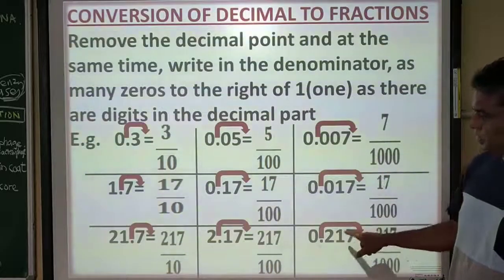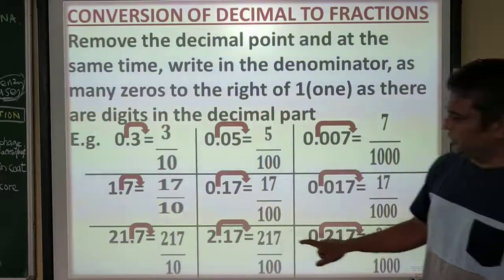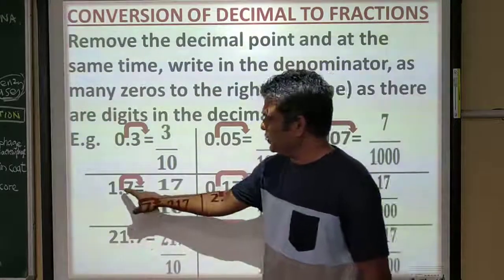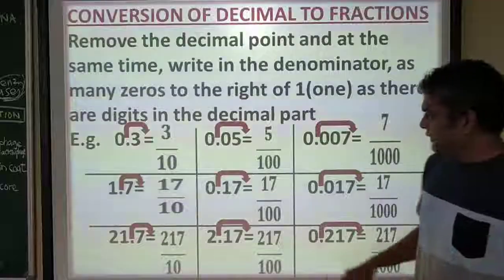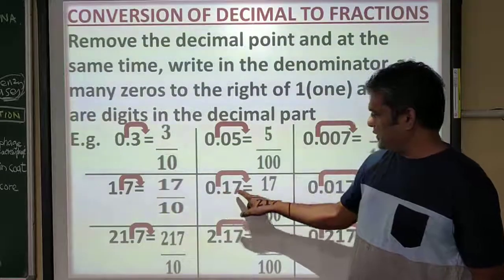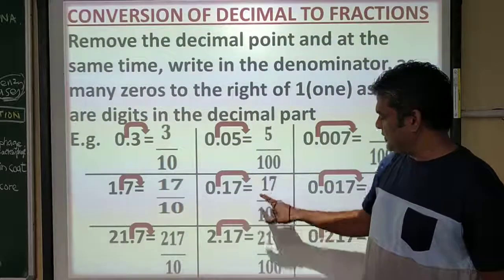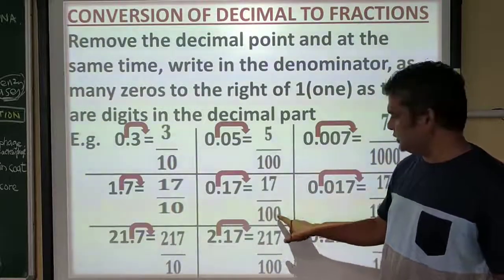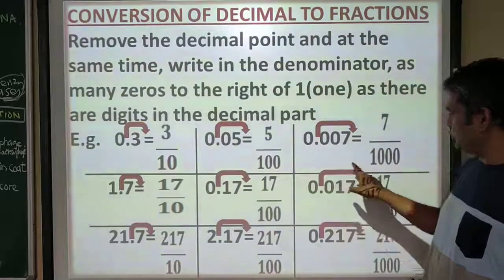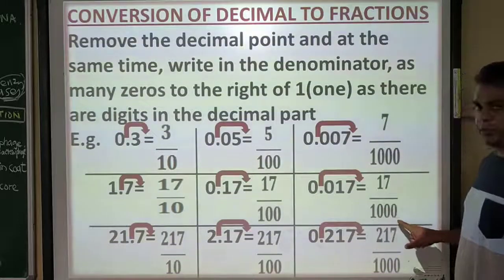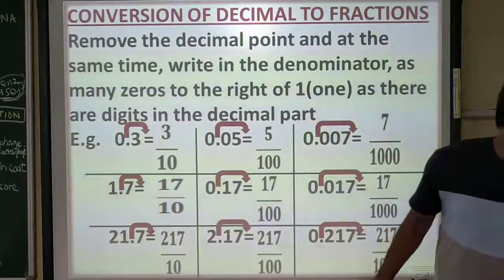So like this, there are 3 examples. You can see, for example, in 1.7, you're shifting one place, so you get 17 upon 10. Now you have 0.17, so you need to shift 2 places, so you add 2 zeros after 1. Then you have 0.017, when you shift 3 places, you add 3 zeros after 1.